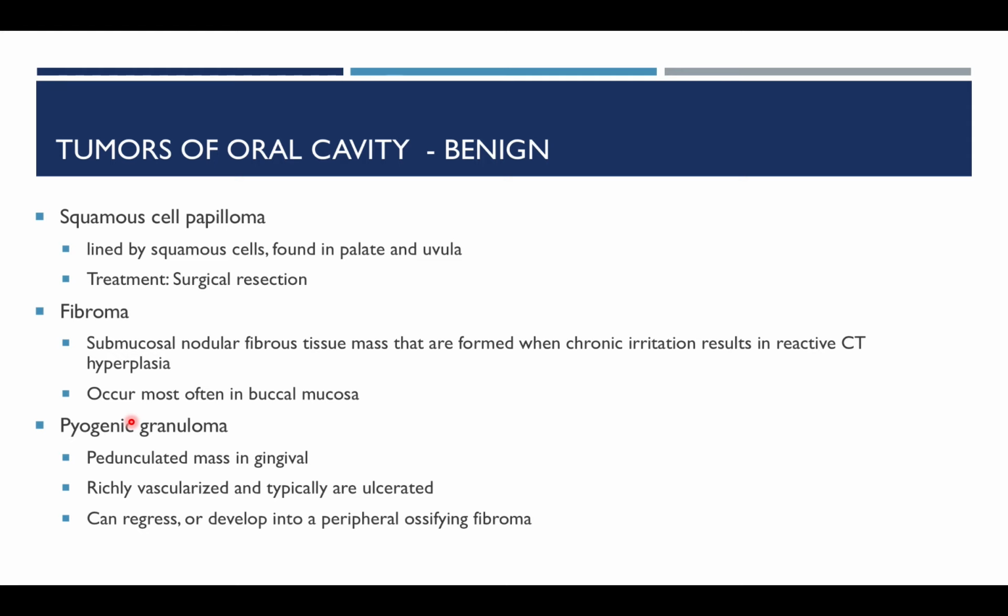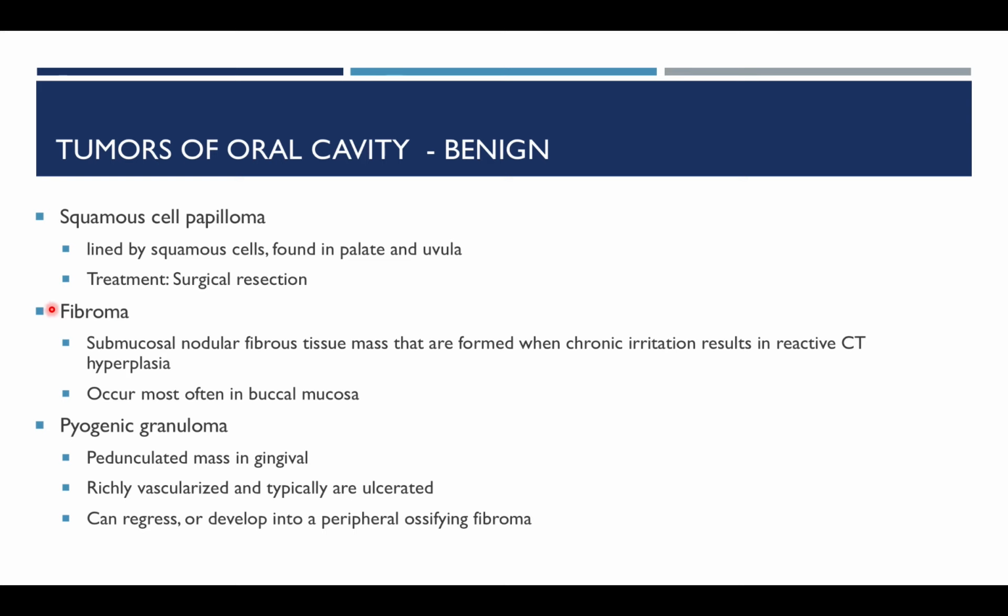So now we can talk about some of the tumors of the oral cavity. Specifically in this slide, we'll be talking about the benign tumors. So the most common benign tumors of the oral cavity are squamous cell papilloma, fibroma, and pyogenic granuloma. Squamous cell papilloma are tumors lined by squamous cells, and they tend to be found on the palate and the uvula. And usually we have to resect these tumors.